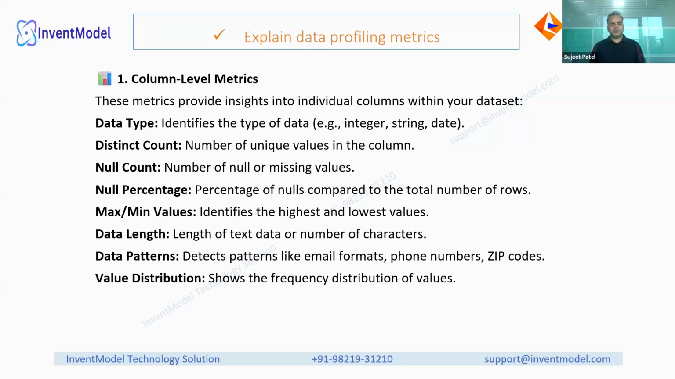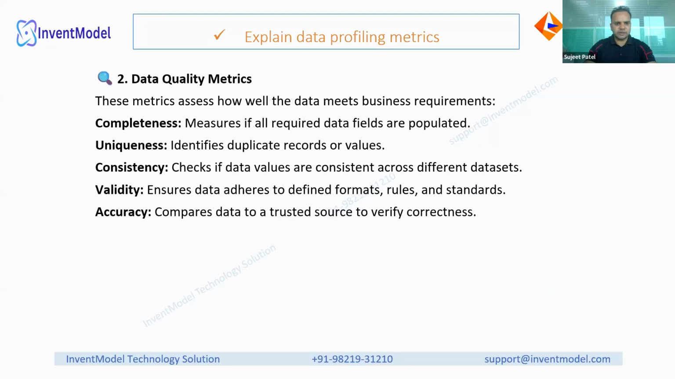Max and min values, which we already know, identify the highest and lowest values. Data length is the length of the text data, the number of characters. Data patterns detect patterns like email formats, phone numbers, zip codes, etc. Value distribution shows the frequency distribution of the values. We'll see that in actual metrics.